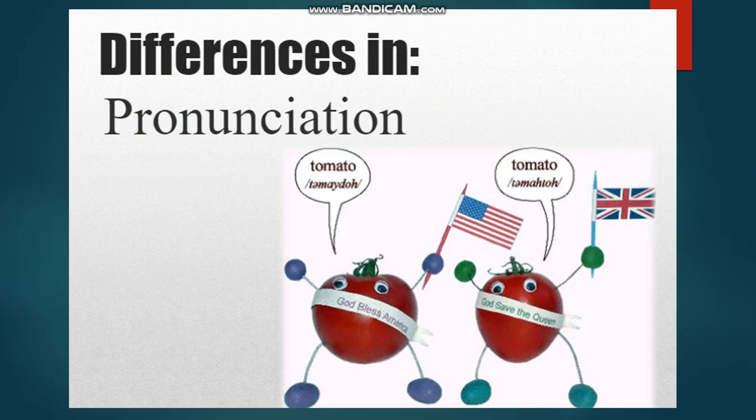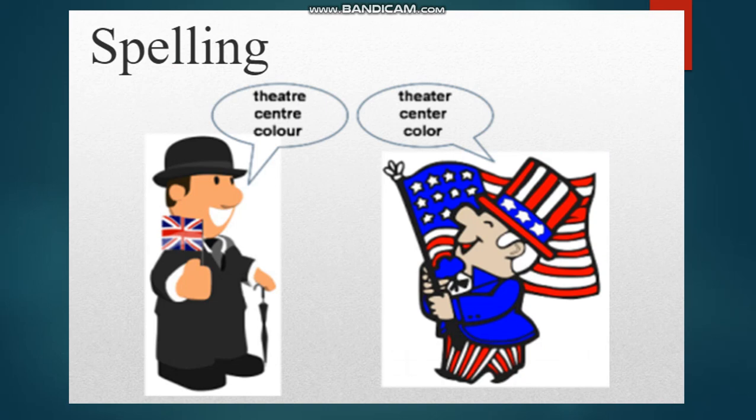As you can see, the differences between the American and the British accent are so apparent and obvious when it comes to pronunciation. Say, for example, in the British accent they pronounce it as tomato, and in the American accent they sound it out like tomato. The T is actually silent, so the T is omitted. It's not being sounded. They also differ in spelling.